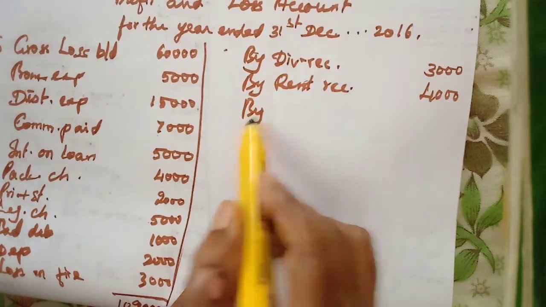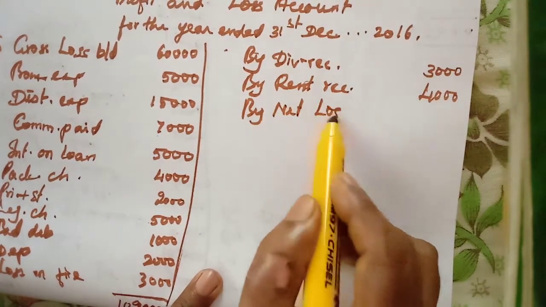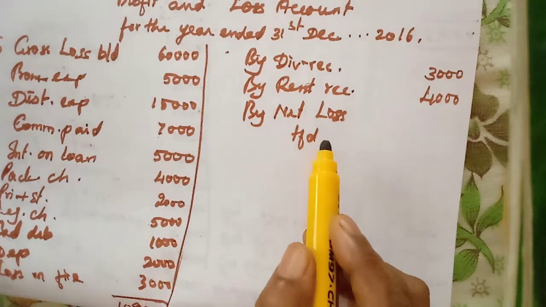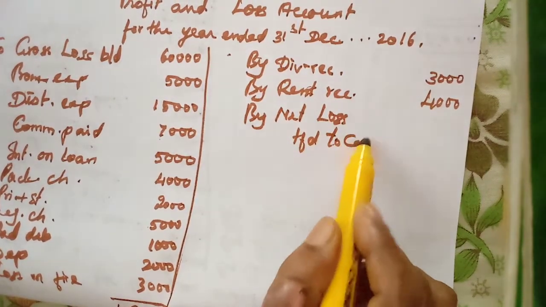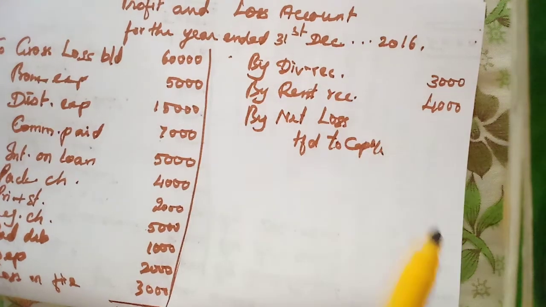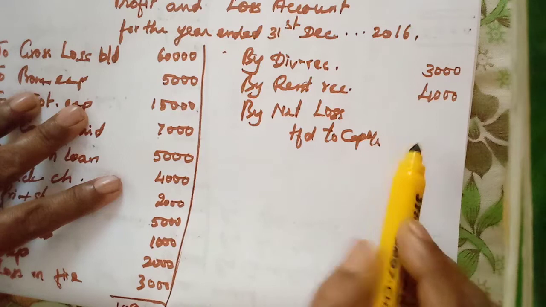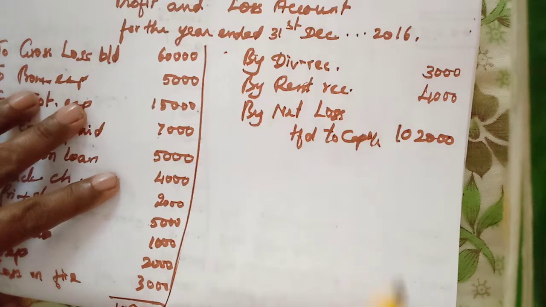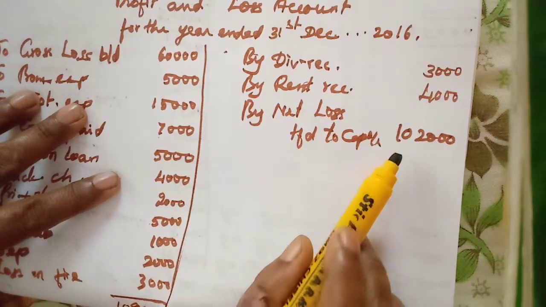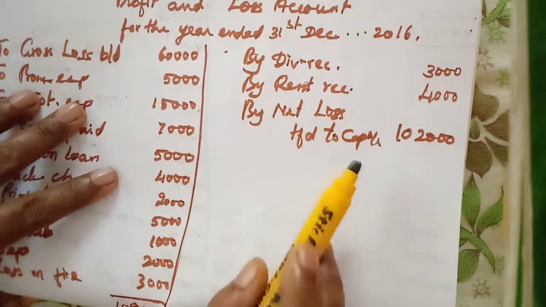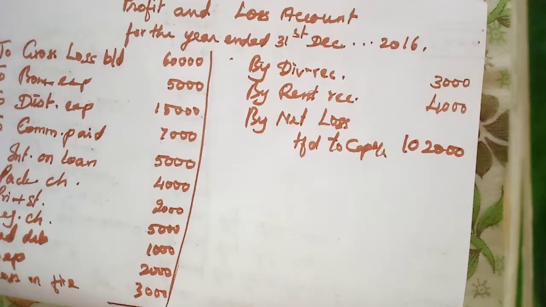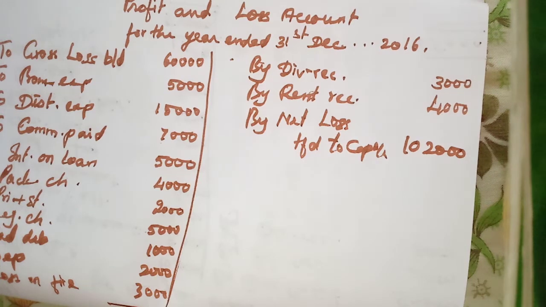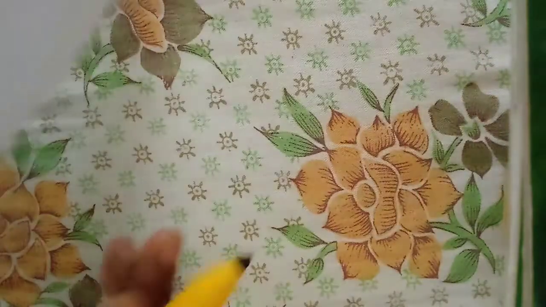Then by net loss transferred to capital account. Okay, so right. 1,09,000 minus 7,000, 1,02,000. Okay, 7 plus 2, 9. Balance 1. Then 0, 1. Okay. Then the ninth one, they have asked to prepare both the accounts together. Okay.